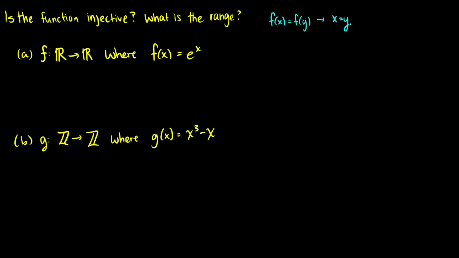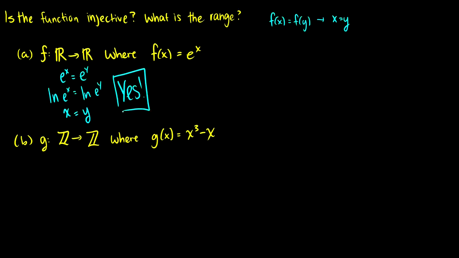Our first function is from the reals to the reals, and f of x is equal to e to the x. So I have a feeling the exponential is injective, so let's prove it. So first we assume that f of x is equal to f of y. So that's the same thing as saying that e to the x is equal to e to the y. Now we can take the natural log of both sides, and we know that the natural log and the exponential cancel, so we're left with x is equal to y. So yes, the function is injective.